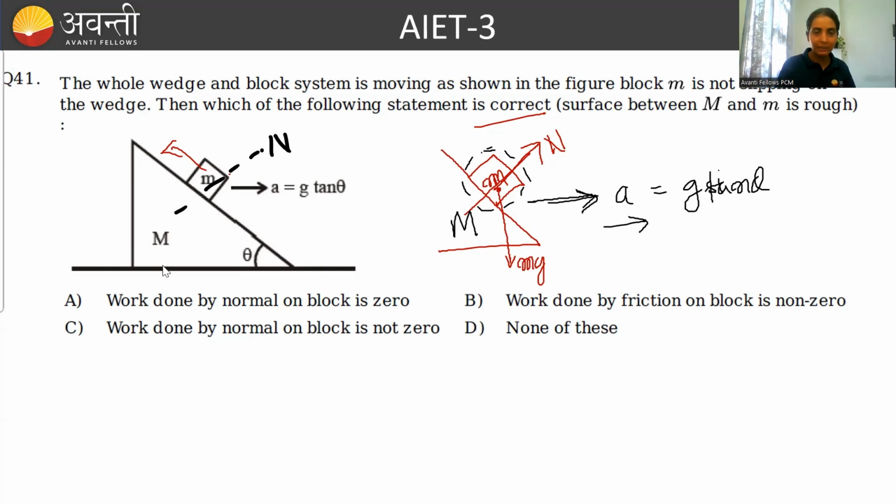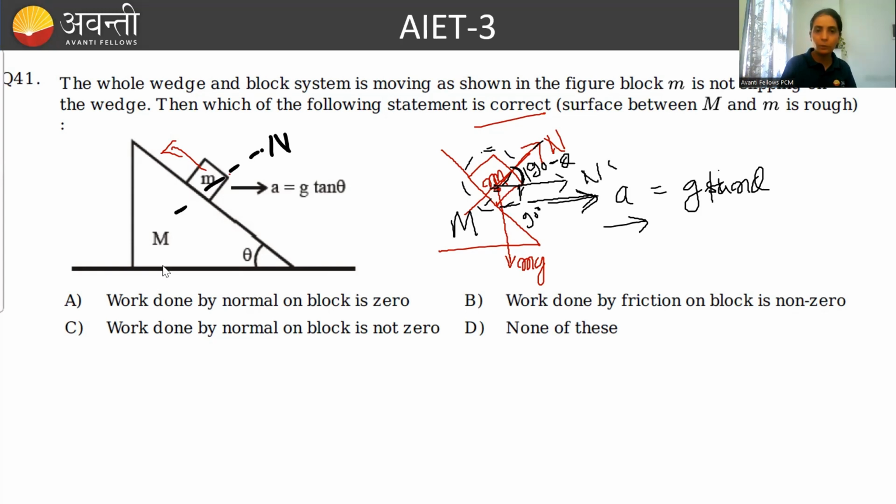Mg is a vertically downward force. It will have no component in this horizontal direction because this angle is 90 degrees, right? So this N will have a component. If you see, what will this angle be? This is perpendicular to the plane and this is horizontal. So this angle will be 90 minus theta. If this is theta, so this will become equal to how much?